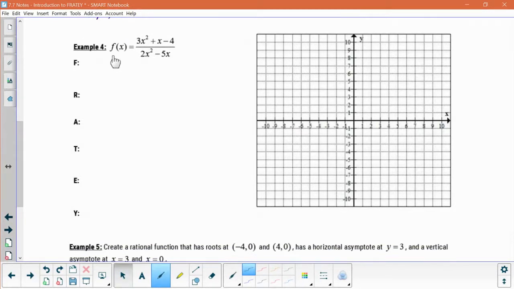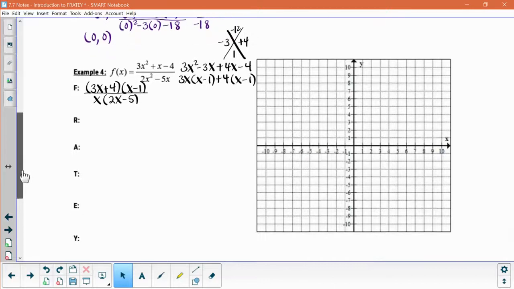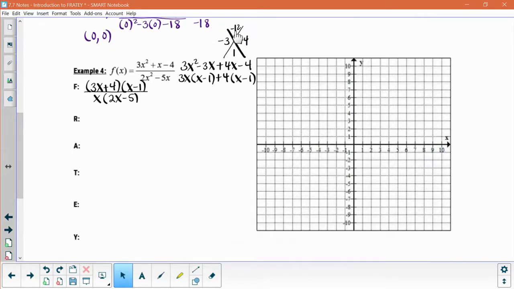I'm going to factor first. My factors end up being, if I go ahead and split the middle, I have to multiply to be -12, add to be +1. That becomes -3 and +4. I get (3x + 4)(x - 1) over x times (2x - 5). You have to be very quick with your factoring now. It's just a small part of the big problem.